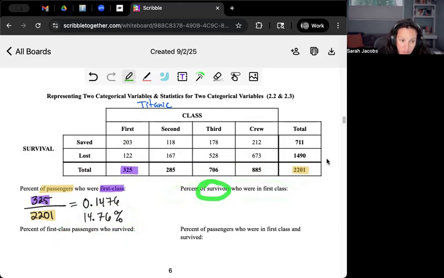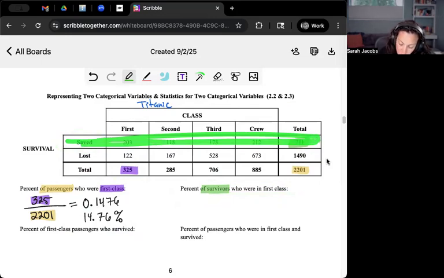Okay. Now, let's look at the percent of survivors who were in first class. So now we have a new "of." This one's of survivors. So that is the group we're looking at. And the total number of survivors is right here at 711, because total saved was 711. And then survivors who were in first class, so I need to look at survivors, just this row, and now just first class. So both things need to be true. They survived and they were in first class.